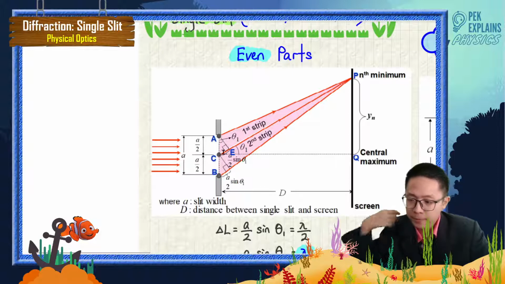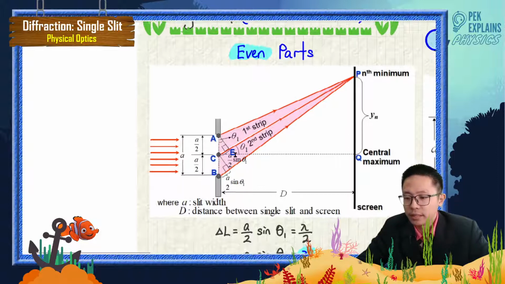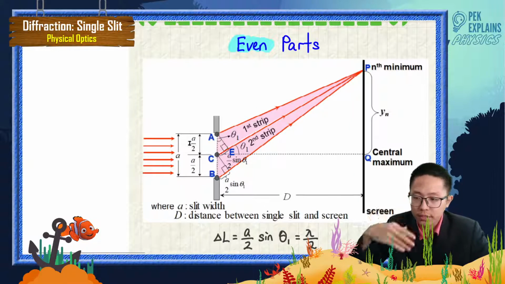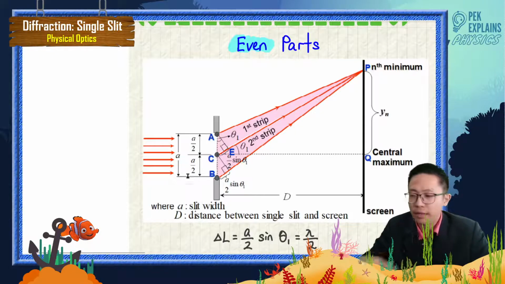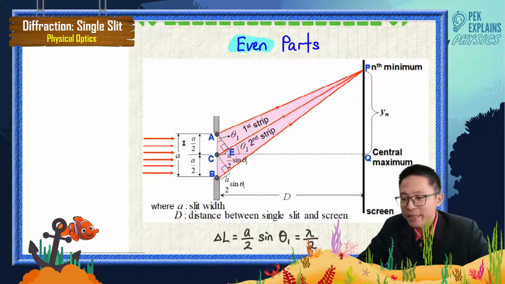Okay, you see, so this is the slit. A is the slit width, the size of the slit. This is the size of the slit, and now we divide into even parts. A divided by 2, each part becomes A over 2.